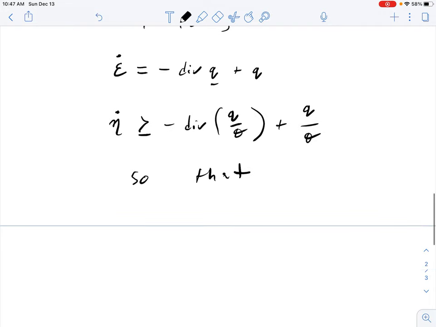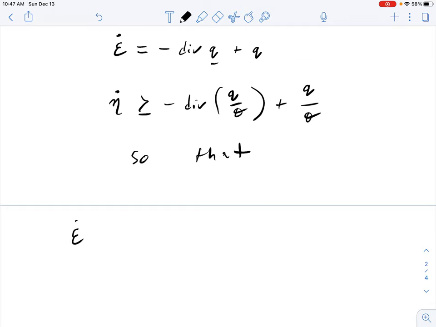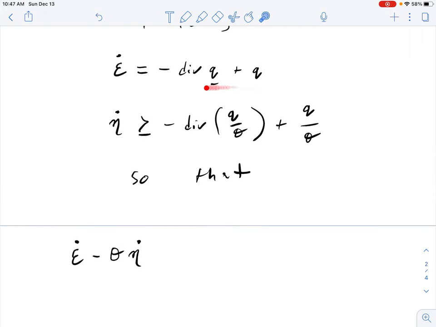So we can play around with adding and subtracting things, and we end up with epsilon dot minus theta times eta dot. So basically we're multiplying this by theta, and subtracting it from this is now less than or equal to, since we subtracted it, and we have minus div q plus theta div q over theta.